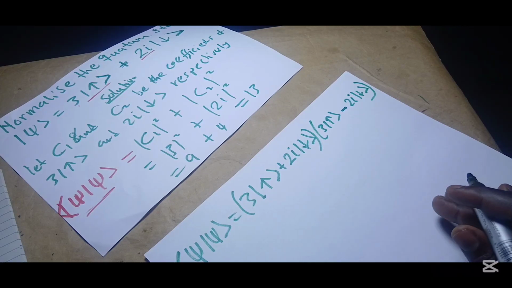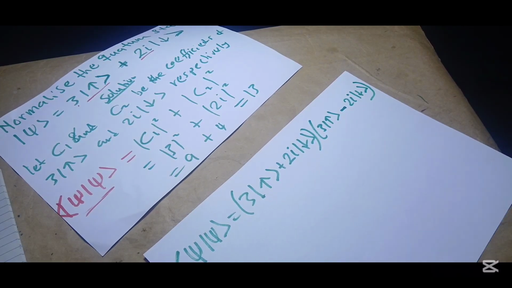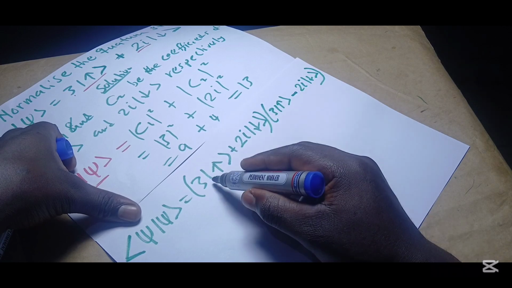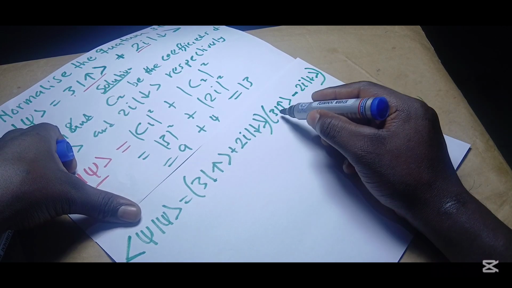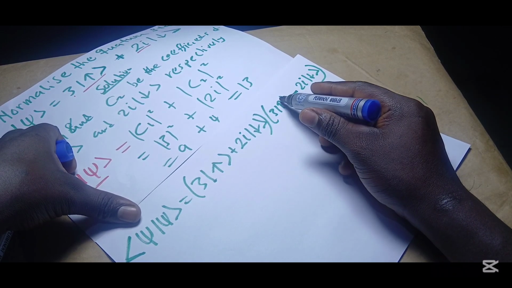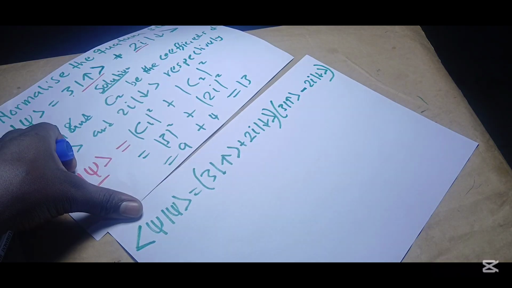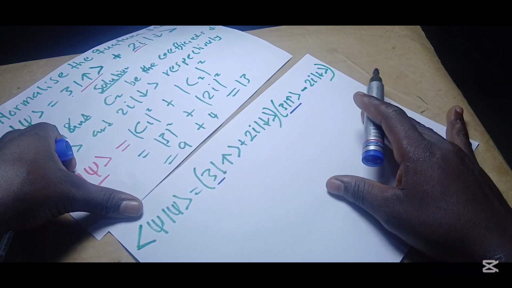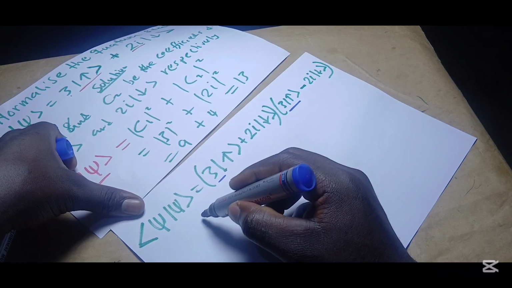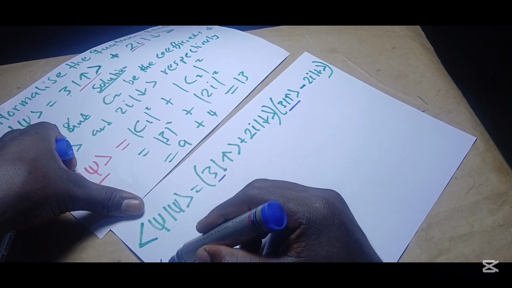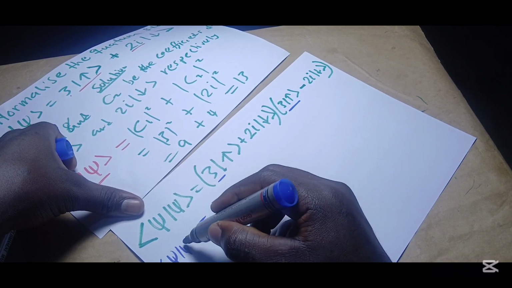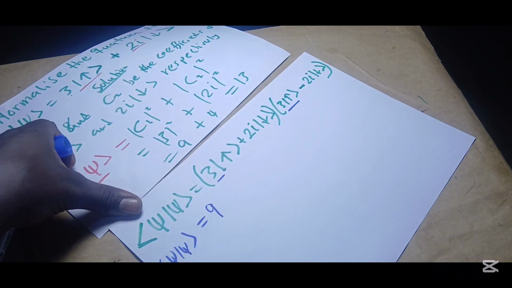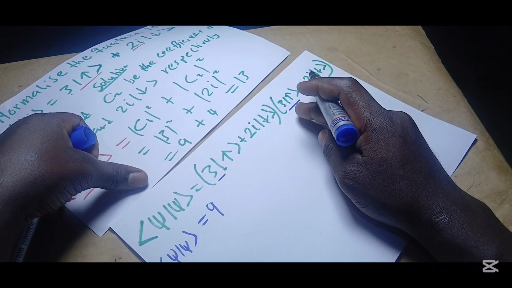So now let's expand it. We have 3 |spin up⟩ multiplying 3 |spin up⟩, right? So how do we write this? 3 by 3 should give us 9, right? So this should be equal to ⟨psi|psi⟩. So 9, we have 2 spin ups, right?